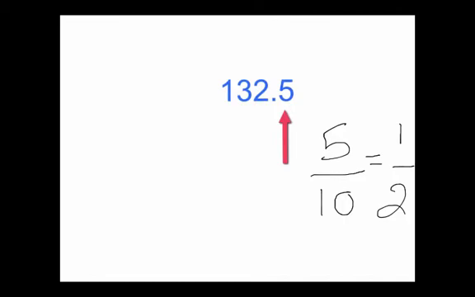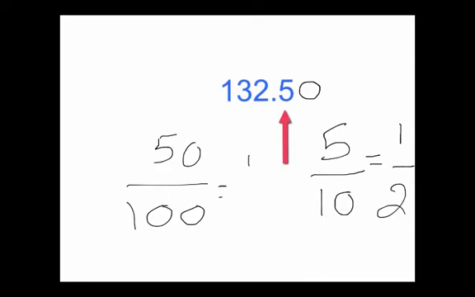The second place is the hundredths. So we could also add a 0 and write 50 out of 100. But there's no need to keep on adding zeros. We could also write 500 out of 1,000.